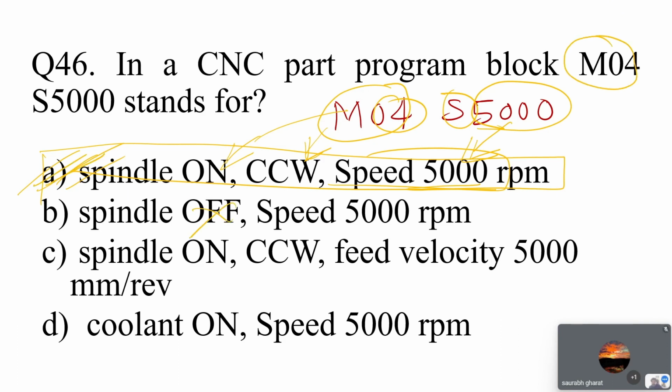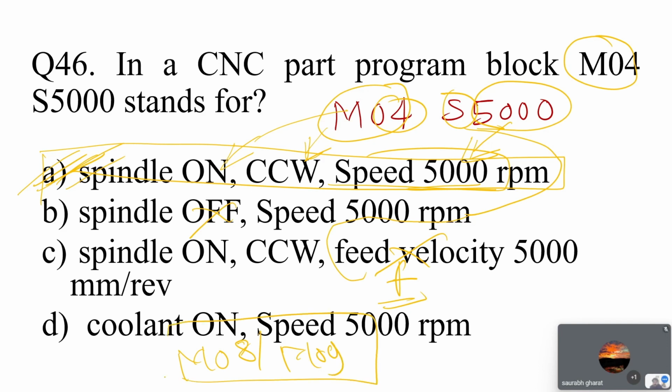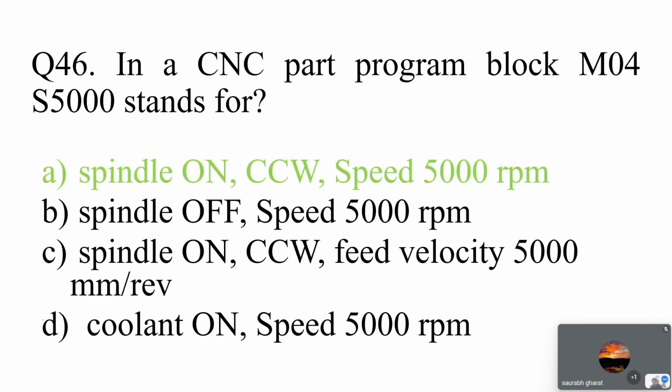Spindle off is not the option here. Spindle on, likewise, this is not a speed velocity. Here, setting S is spindle speed. So this is not a feed velocity. Feed velocity is given by F. Okay, you know this part. So this is a wrong option. And coolant is actually given by M08 and M09, so not by M04. So this is again wrong. So only the first part is the correct answer. Counterclockwise speed and 500 as RPM. So this will be your correct option.